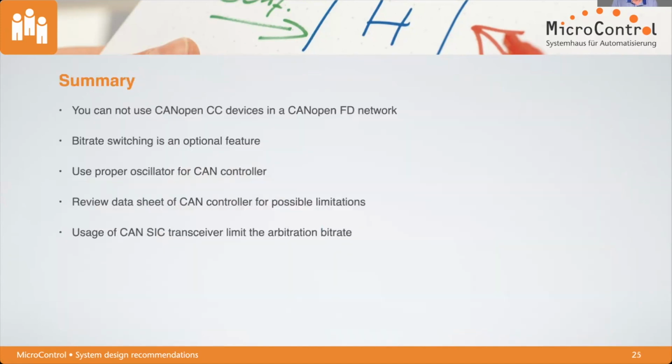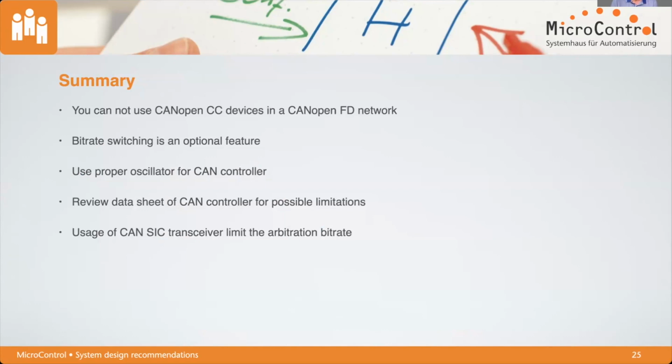So my summary is, you cannot use CANopen classic devices in a CANopen FD network when you do a system device. Then please think of that bitrate switching is an optional feature. Nobody forces you to do so. Whatever you do in your hardware design, in your total system design, use a proper oscillator for the CAN controller. If you don't do so, you're running into problems, and that has a big impact, and it's more important than it was in the past for classical CAN.